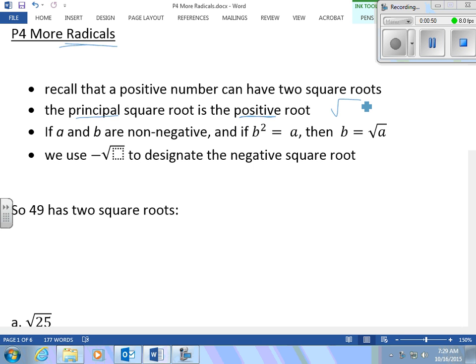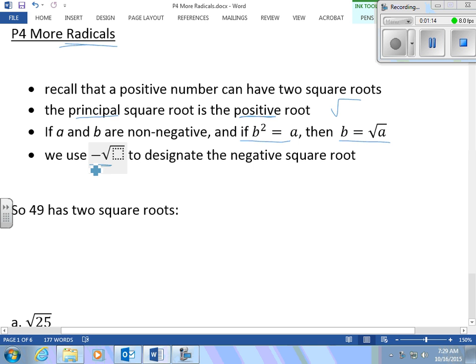So here's the definition. If a and b are non-negative, if b squared equals a, then b equals the square root of a. And notice that we're just talking about this positive root here. If you want to consider the negative square root, which we do sometimes, we use a negative sign in front of the radical sign to designate the negative square root.